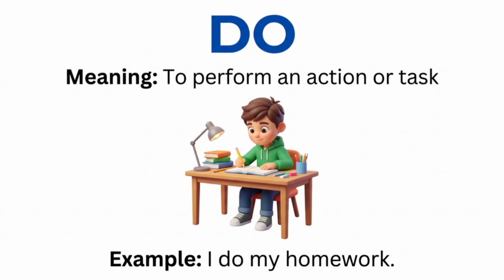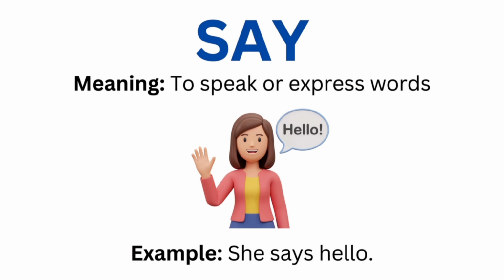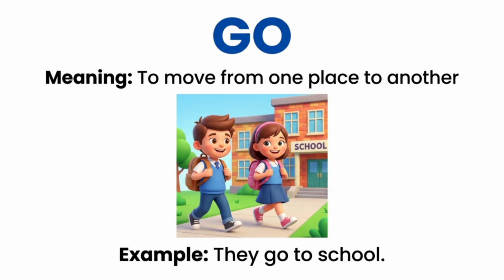Word 3. Do. Do means to perform an action or task. Example, I do my homework. Repeat after me. I do my homework. Word 4. Say. Say means to speak or express words. Example, she says hello. Repeat after me. She says hello.